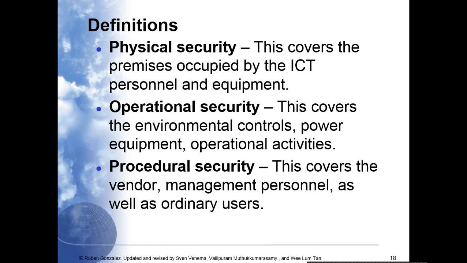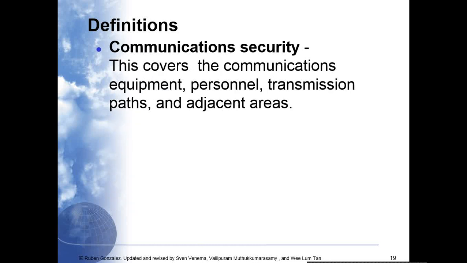Operational security covers the environmental controls, like the air conditioning or whatever, depending on if you have a server that's going to run hot, power, equipment, and so on. Procedural security covers the vendor, the management personnel, as well as the ordinary users. This is what you're allowed to do with the equipment. Communication security covers the communications equipment, personnel, transmission paths, adjacent areas, basically all the things related to the communication aspect. You can see there's different definitions for different components, and you might have different strategies for different things.